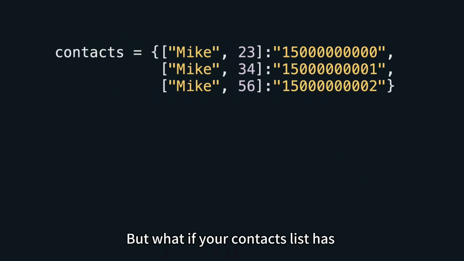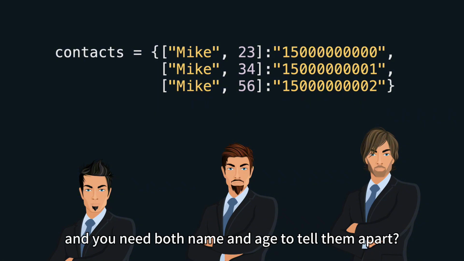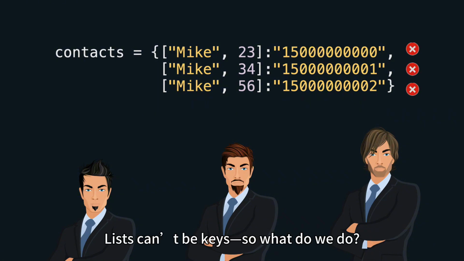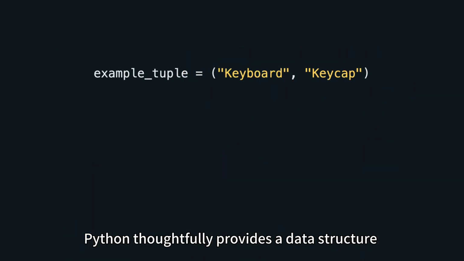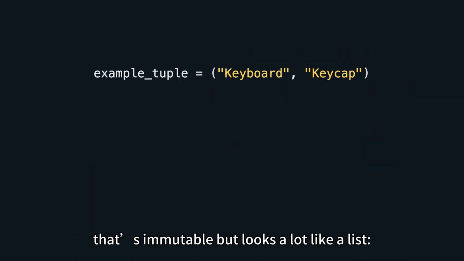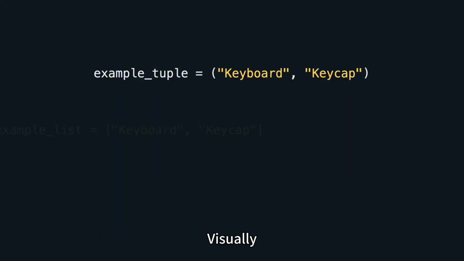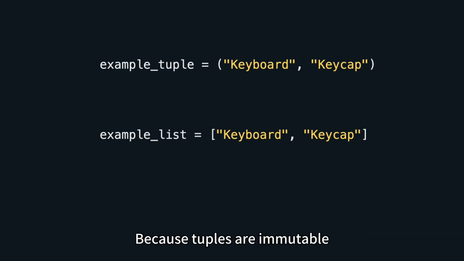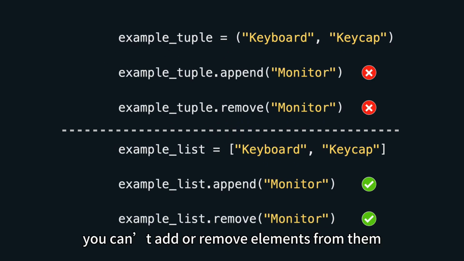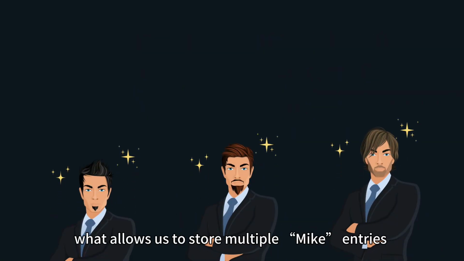But what if your contacts list has 3 people all named Mike, and you need both name and age to tell them apart? Lists can't be keys, so what do we do? Python thoughtfully provides a data structure that's immutable, but looks a lot like a list: the tuple. Tuples can hold multiple elements too. Visually, lists use square brackets, while tuples use parentheses. Because tuples are immutable, you can't add or remove elements from them. That lack of flexibility is exactly what allows us to store multiple Mike entries in a dictionary.